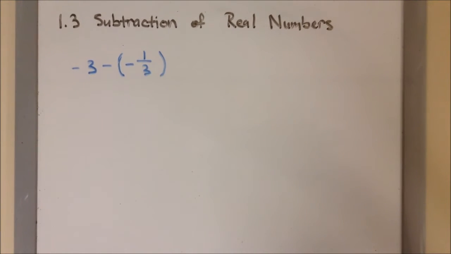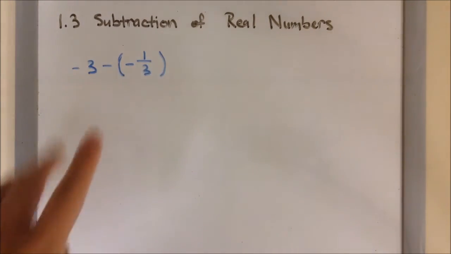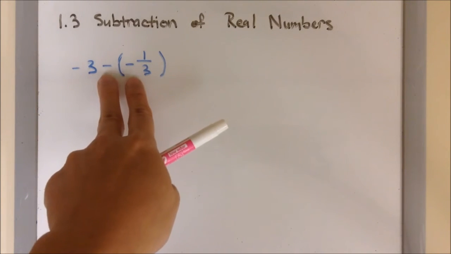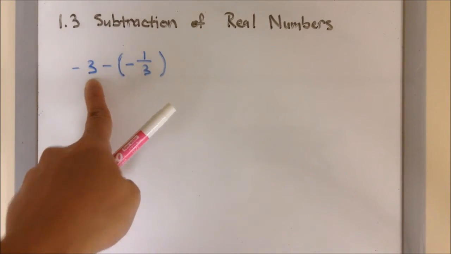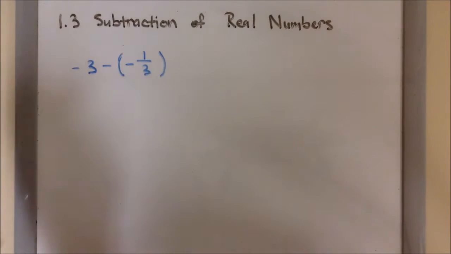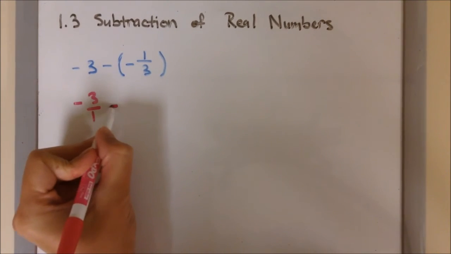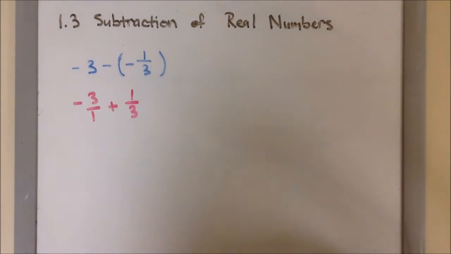In example 2, we have negative 3 minus negative 1/3. So just like in the previous example, I want to do two steps at once. Rewrite without parentheses. Well, actually three steps at once. Rewrite it without parentheses, combine these two negatives into a positive number, and convert the negative 3 into a fraction. So it's going to be negative 3 over 1 plus, because of two negatives here, 1 over 3.